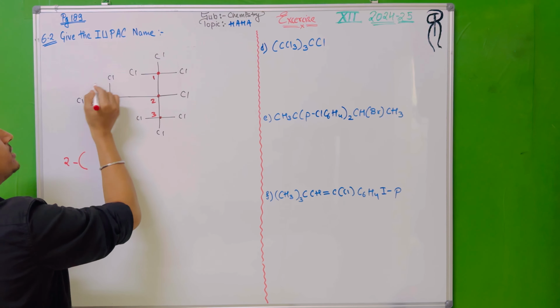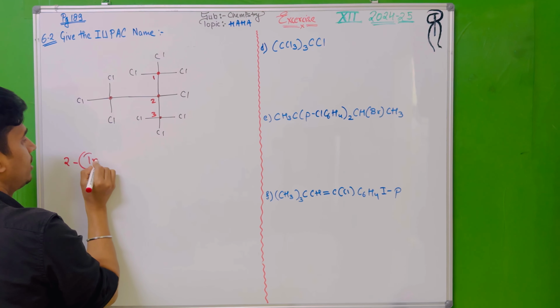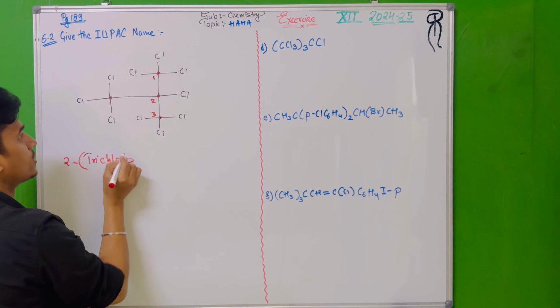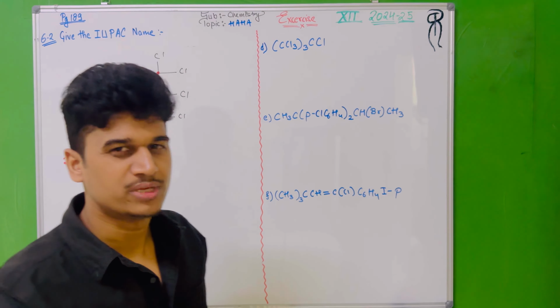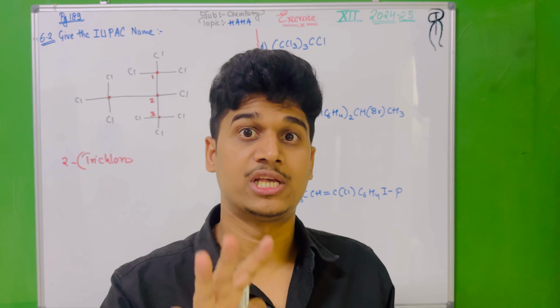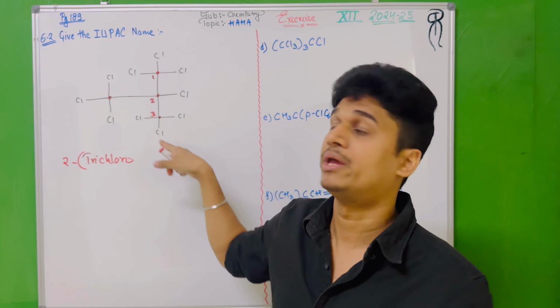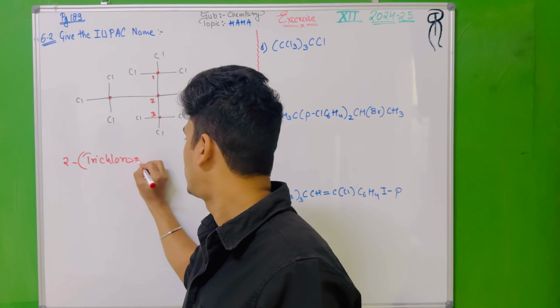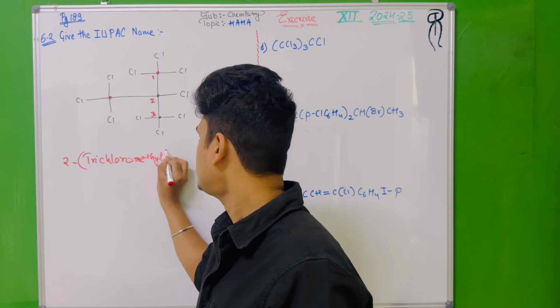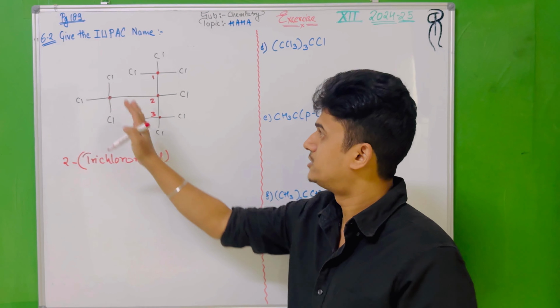So at one carbon there is how many chlorine? 3. So trichloro. How many carbon? 1. So it will be trichloromethane. But methane is only when carbon has 4 bonds attached properly. But here one hydrogen is replaced by this big group. So it will be alkyl, trichloromethyl. I hope this is clear. Now, this part is over.